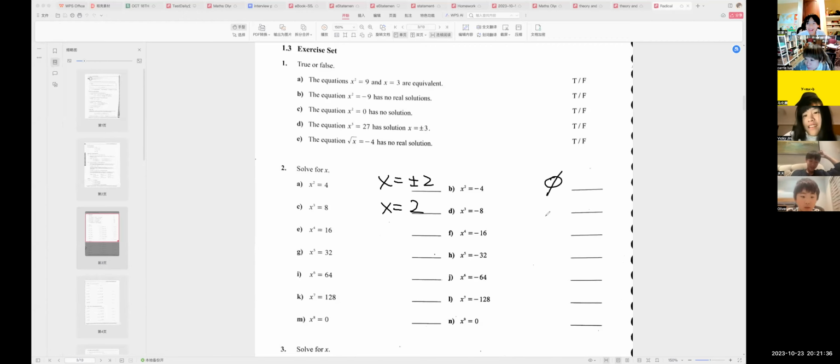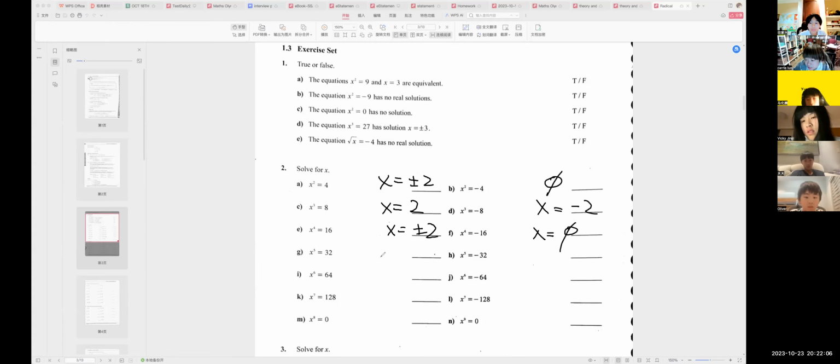Okay. X cubed equals negative 8. Negative 2. Very good. Number 3, number 5. X to the power 4 equals 16. Elaine. Positive, negative 2. Positive and negative 2. Very good. X power 4 equals negative 16. Roland. Is it no solution? Very good. Good job. X to the power 5 equals 32.